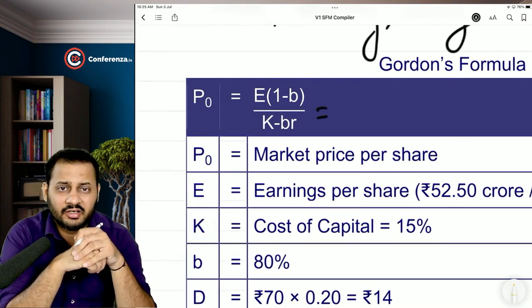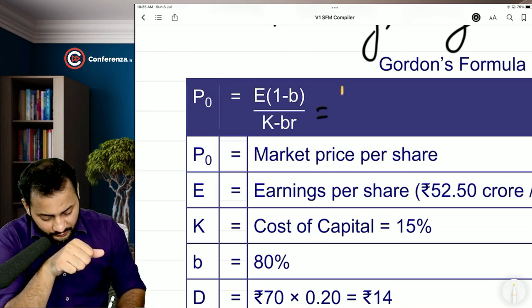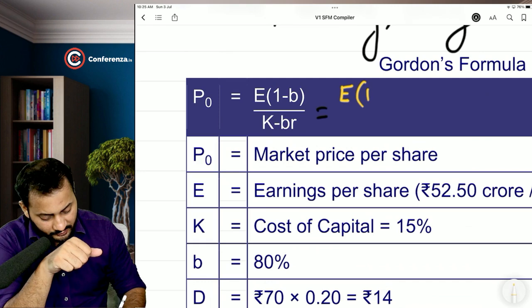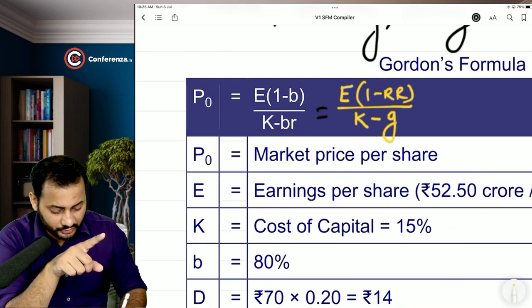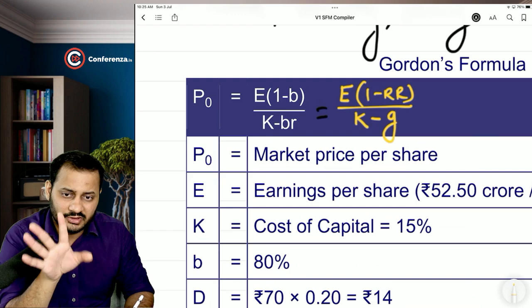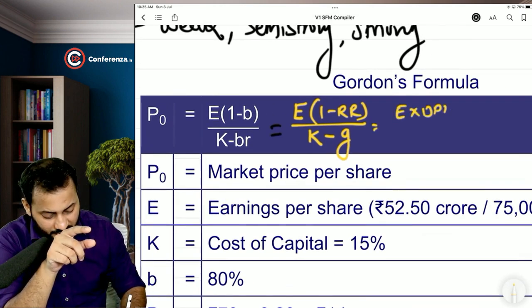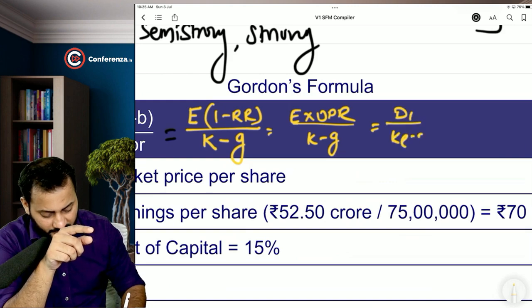What is E? Earning per share. What is B? Retention ratio. So if you do the calculation, it is nothing but E in bracket 1 minus retention ratio divided by K minus BR, where BR means the growth rate. Am I right? BR means the growth rate. And 1 minus retention ratio is nothing but E into dividend payout ratio, divided by K minus G, and E into dividend payout ratio is nothing but D1 divided by KE minus G.